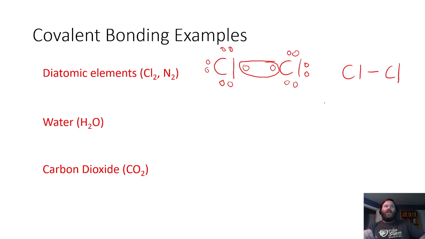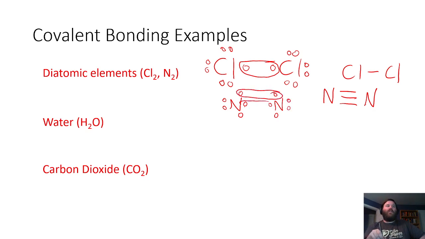Nitrogen is also a diatomic element, and it makes a triple bond with itself. Okay, and so it does this: it has 5 valence electrons, and so it has 2 that pair up with each other, and then it's got these 3 that are lonely, and then it's got another nitrogen with 1 pair of valence electrons. So these pair, and these pair, and it makes a triple bond.